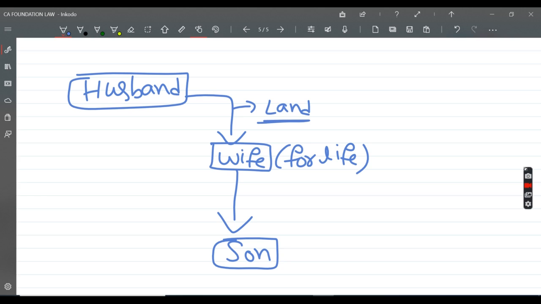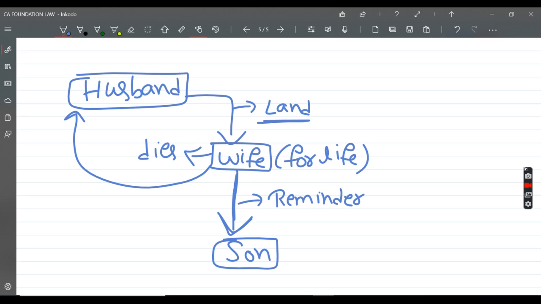As soon as she dies, whatever the remaining in the property, it will go automatically to the son. This is called a remainder, right? So in case of the reversion, it will go back to the original owner. In case of the remainder, it will go to another person, right?